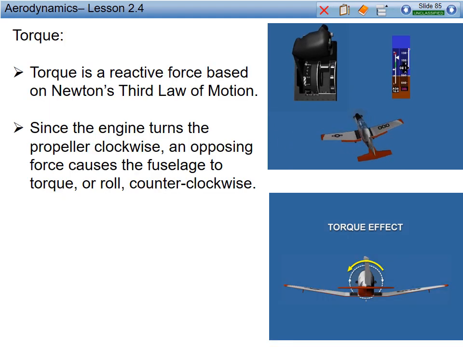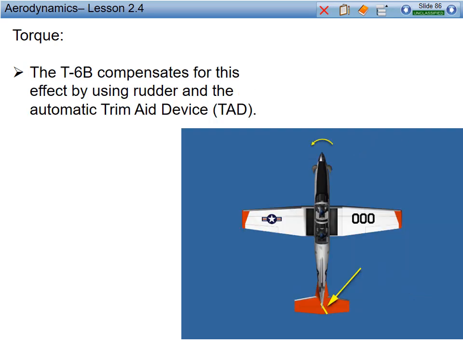Torque. Torque is a reactive force based on Newton's third law of motion. Since the engine turns the propeller clockwise, an opposing force causes the fuselage to torque or roll counterclockwise. To compensate for this, the T6 uses rudder and an automatic trim aid device.